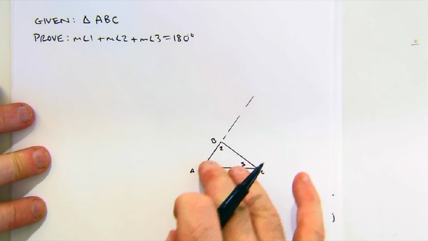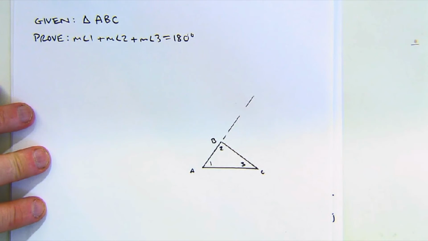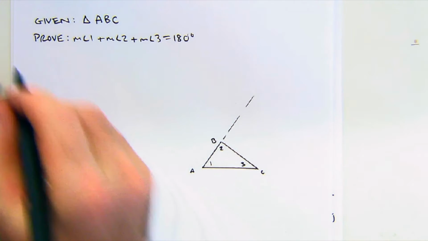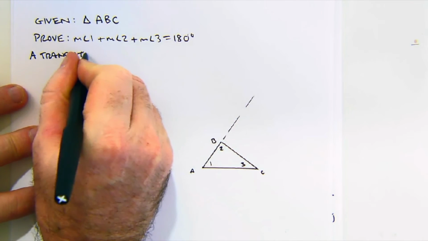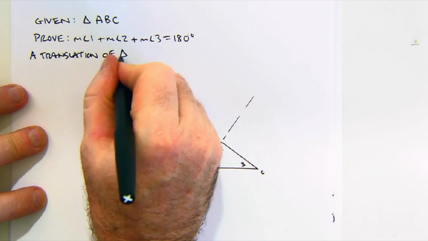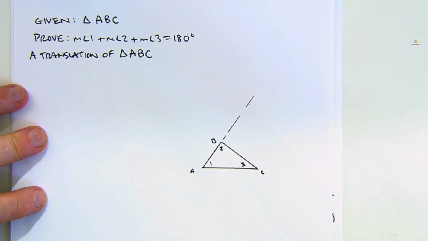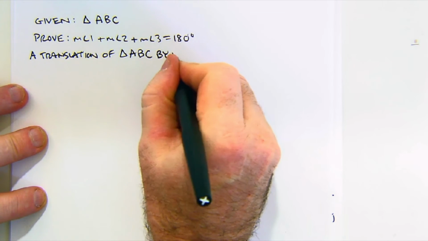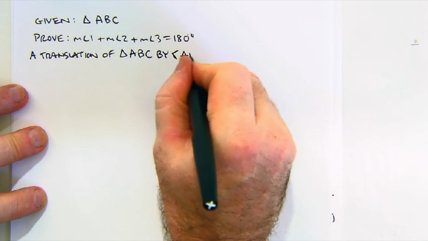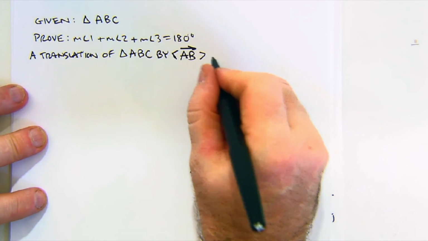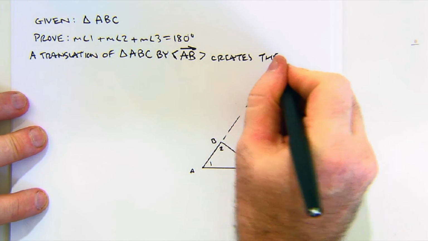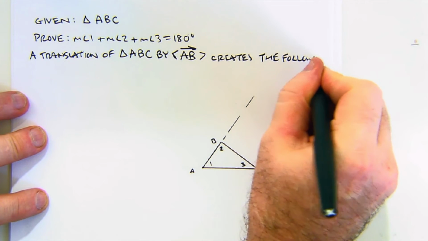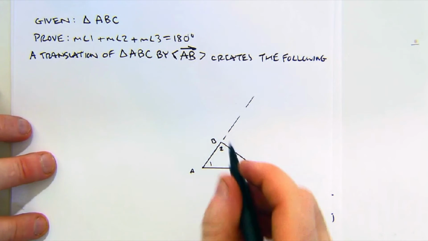And the idea I want to do is use a translation, and it will create some nice environments. Ultimately, the logic, though, is very similar to the classic proof. So I'd like to start by doing a translation of triangle ABC by vector AB, creates the following. So this motion is going to provide me a number of things.